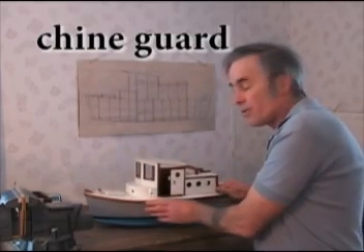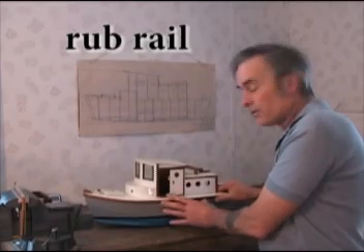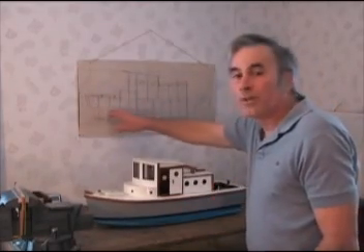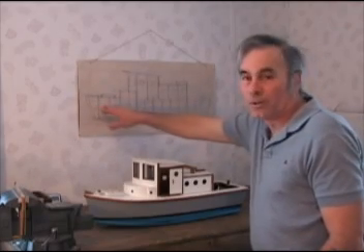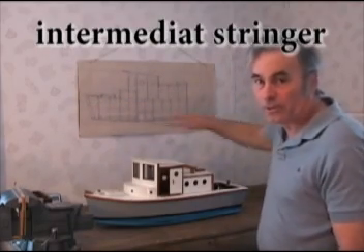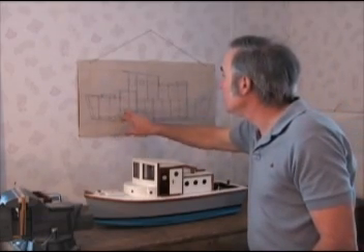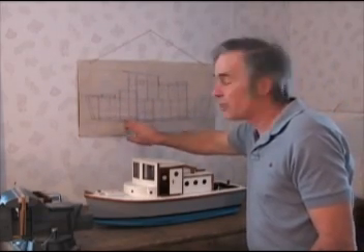The piece on the outside is properly called the chine guard. And the piece at the shear is called the rub rail, because whatever it gets up against, that's what it rubs on. I have an intermediate stringer I'm putting in this boat, which is another stringer. Stringers run fore and aft, bow to stern. This one is between the shear clamp and the chine log.